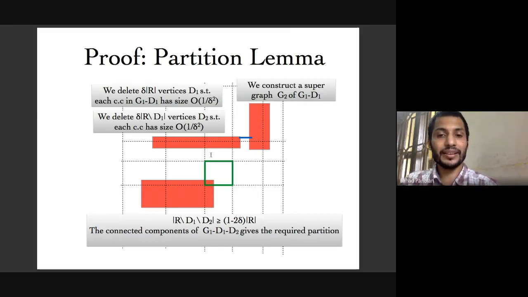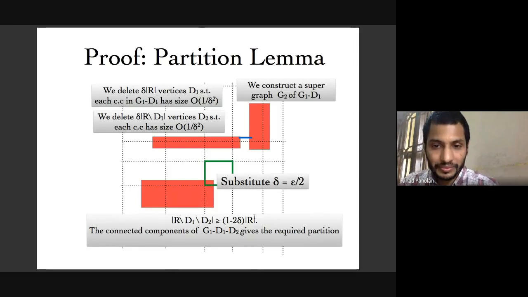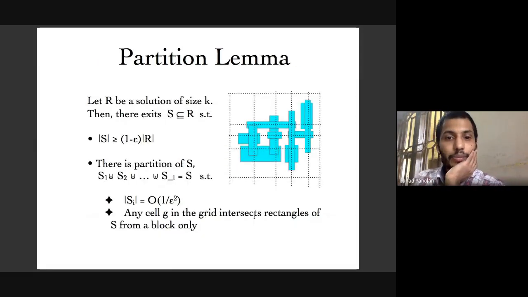Because the remaining set of rectangles is 1 minus 2 delta, since at most 2 delta times cardinality of R many you have deleted. So the remaining is 1 minus 2 delta times cardinality of R. So when you substitute delta equal to epsilon by 2, how many are left after deletion in these two steps? 1 minus epsilon times cardinality of R. And that completes the proof. The connected components will give you the partition of the remaining set of rectangles. Okay, so we have proved this lemma.